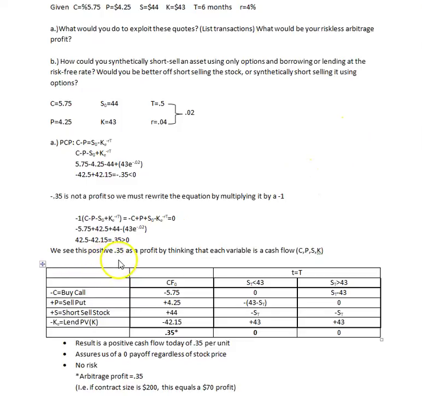Now, we can see this positive 0.35 as a profit, and we can see these variables as cash flows. So, we have our columns here, and as you can see, these are our variables. When we are buying a call, we have a negative C. When we are selling a put, we have a positive P. When we are short selling a stock, we have a positive S, and when we are lending the present value of K, we have a negative K. Then let's plug in all the numbers we already have, and once we do the math, we have a 0.35.